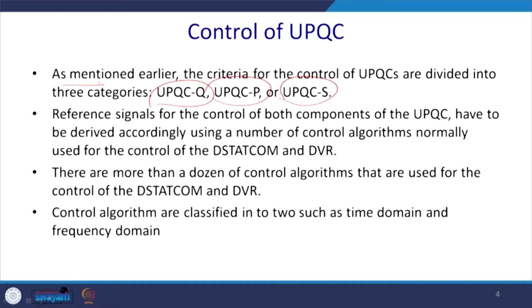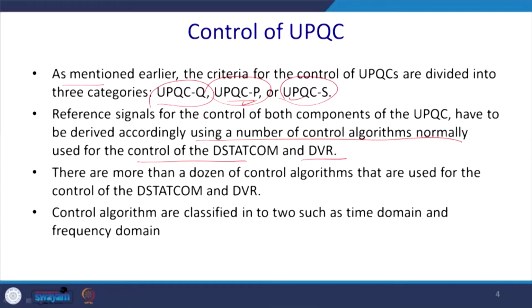So the reference signals for the control of both components of the UPQC have to be derived accordingly, using a number of control algorithms, and they are normally used to control the D-STATCOM and DVR. Generally, as we will see later, the shunt part maintains the DC-link voltage and the DVR injects the voltage.